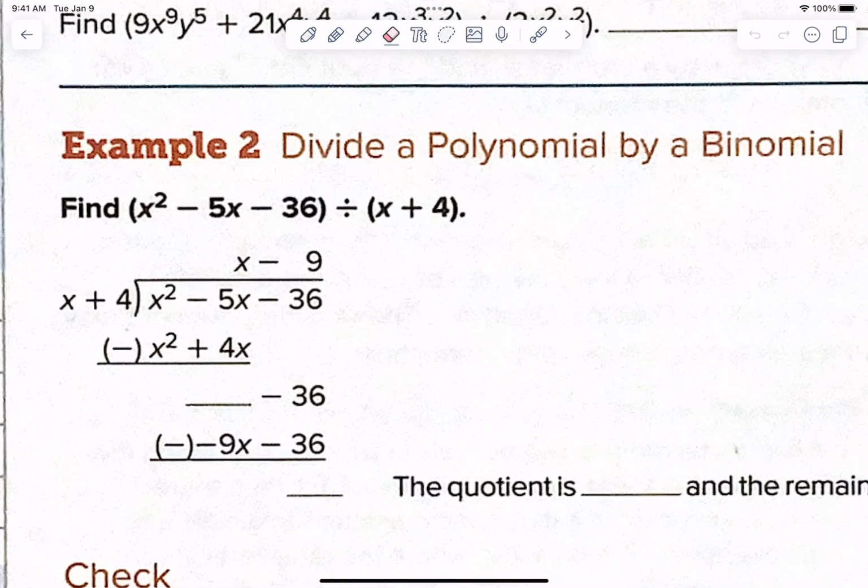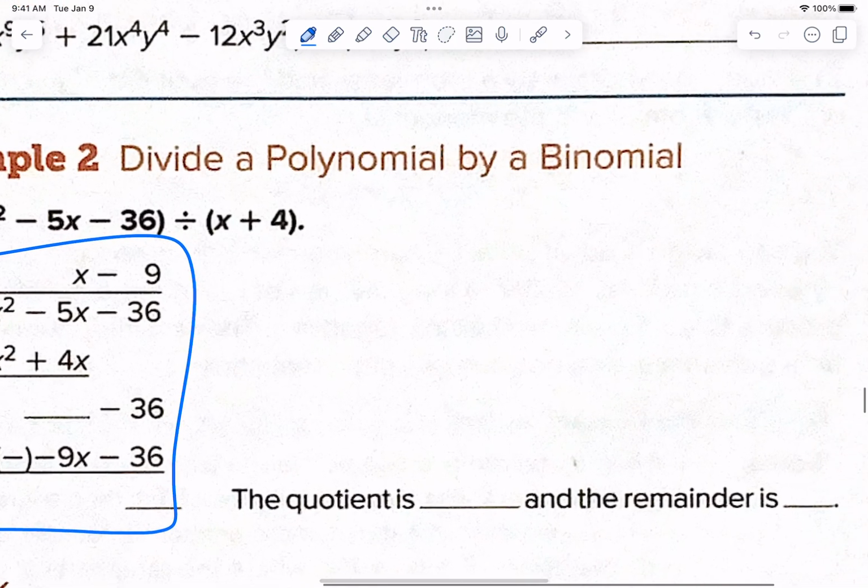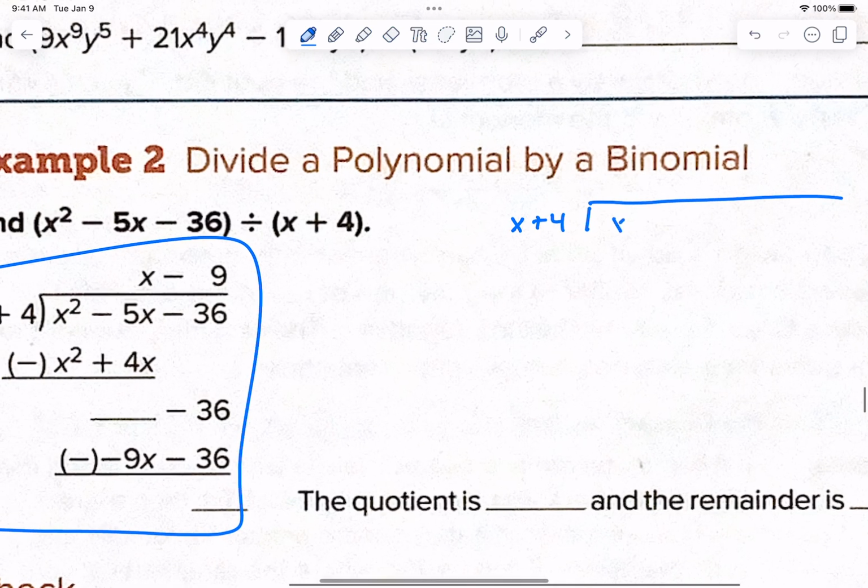Just to refresh our brains, this one does come out nicely. Our answer, like they have it over here, but we're going to go ahead and do it just to refresh our brains. X plus 4 goes on the outside, so do that. Write this down, everybody. Okay? X squared. Yesterday I told you one thing, and it was that whatever you are dividing, make sure that you have all of the pieces.